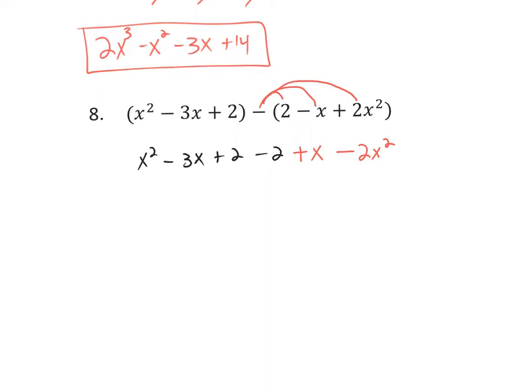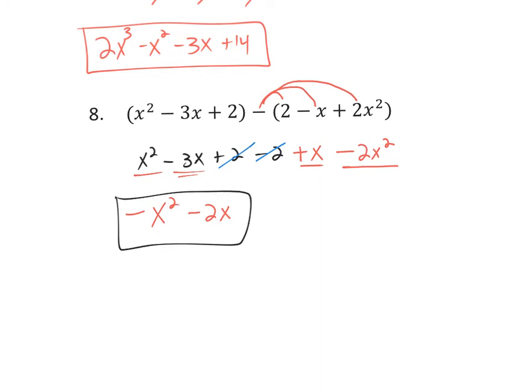Okay, and all it is is a combine like terms thing at this point. So I've got my x squares, so those end up giving me a negative x squared. I've got my x's, negative 3 and positive 1, so negative 2x. And then it looks like these two guys, positive 2 minus 2, those just cancel out, so my final answer is just that.